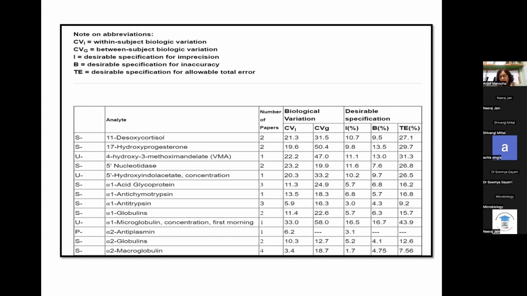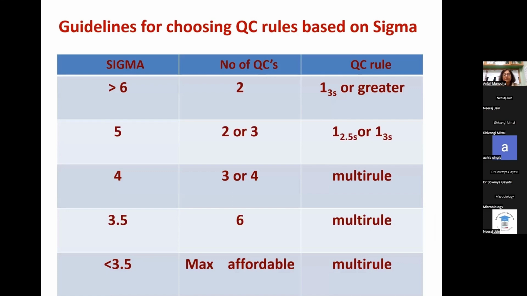So this was just a very brief overview of what a total allowable error is and how this can also be incorporated into our daily QC routine by calculating sigma and trying to reduce the number of controls. If our analyte is giving anything beyond 4 or 5, that means the process is quite stable, the analyte is stable. We can cut down on the number of runs, but anything less than 3 is totally unacceptable.